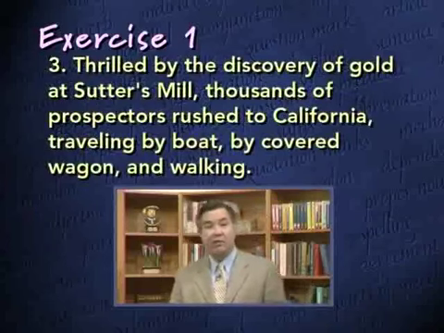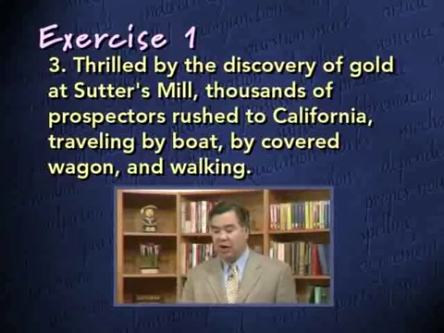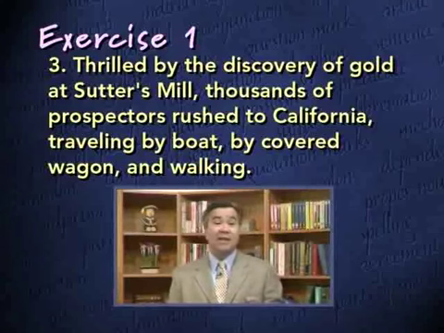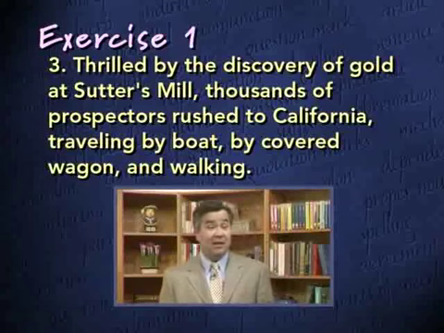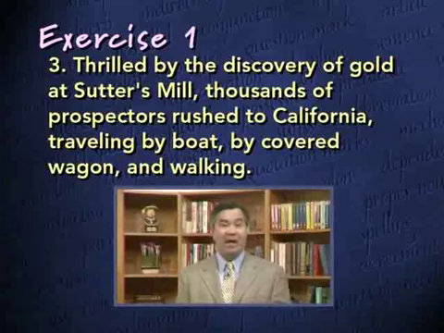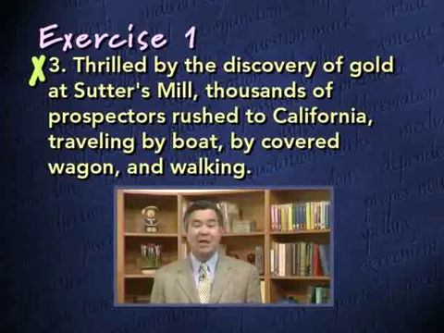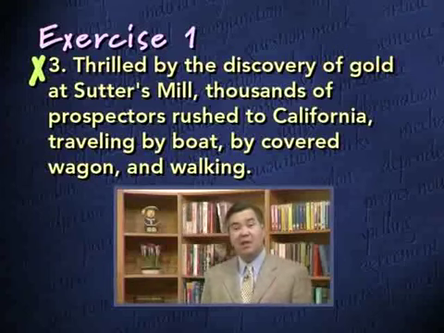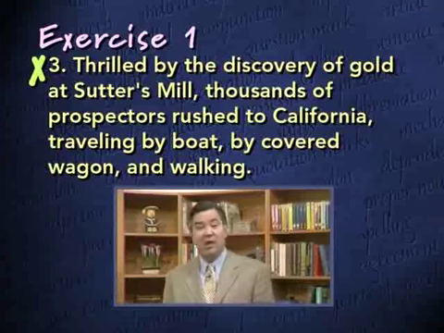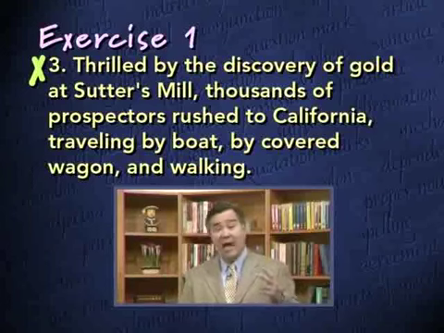Thrilled by the discovery of gold at Sutter's Mill, thousands of prospectors rushed to California, traveling by boat, by covered wagon, and walking. Once again, we have a list of 3 items in this sentence, and since all 3 have similar meanings, all 3 should be set up in grammatically parallel form. But once again, the rule has been violated, which means once again we'll have to make a change to correct the sentence. The 3 items that are listed are the 3 ways that prospectors traveled to California at the very end of the sentence: by boat, by covered wagon, and walking.